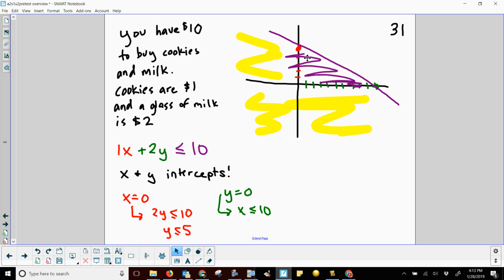And I'm shading usually underneath because you're usually on some sort of budget. You're less than or equal to 10. So you shade underneath. Now, technically, this yellow is supposed to be shaded also, but you can't really buy negative cookies or negative milk or whatever it is. So it's technically shaded, but not really. So you're really just looking for, is the line correct, and make sure you're shaded on the right spot.